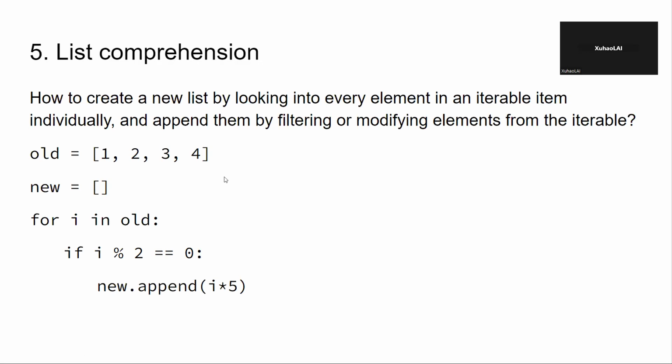So here I actually want to check every element in the O list. There are 1, 2, 3, and 4, and I want to check them individually to find out which numbers are even numbers. Once I find them, I do not store them in the original type. I want to multiply each by 5 and then store it into a new list. So maybe you can do this. It actually works okay. But I also have another new way of doing all of this, and this is called list comprehension.